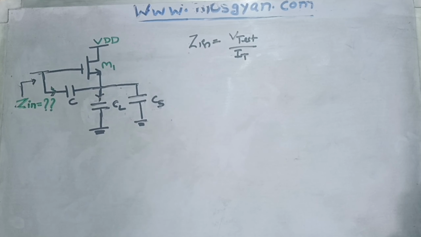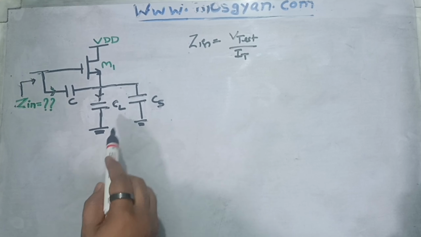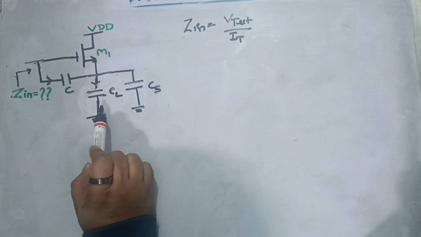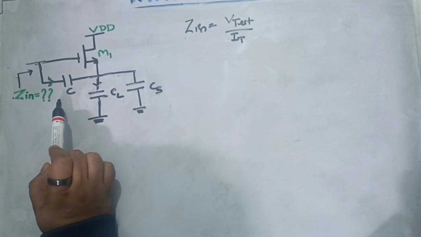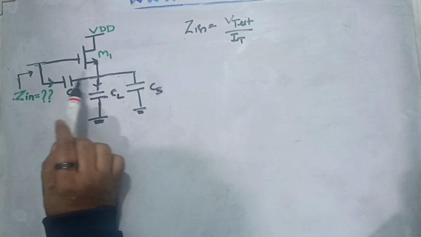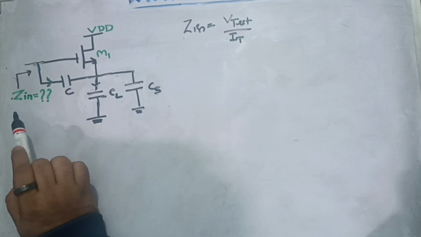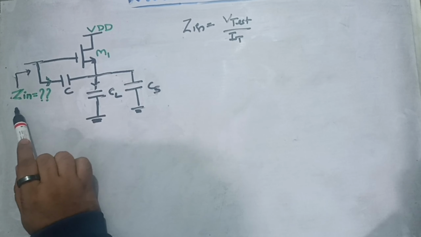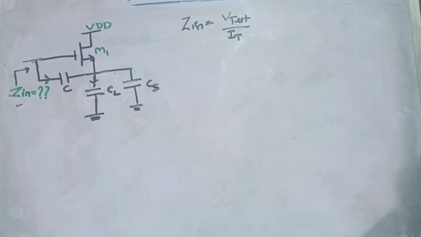So in today's video, we have been given one question where one MOS M1 is given to us and three capacitors are connected across its gate and source terminal. Across source and ground, two capacitors are connected, which are denoted as CL and CS, whereas one capacitor is connected between gate and source terminal of this MOS M1, which is represented by C. And in this question, it has asked to find out the input impedance looking from here for this circuit.